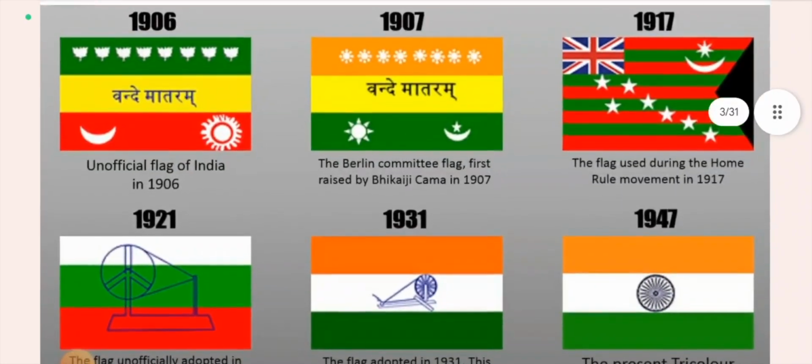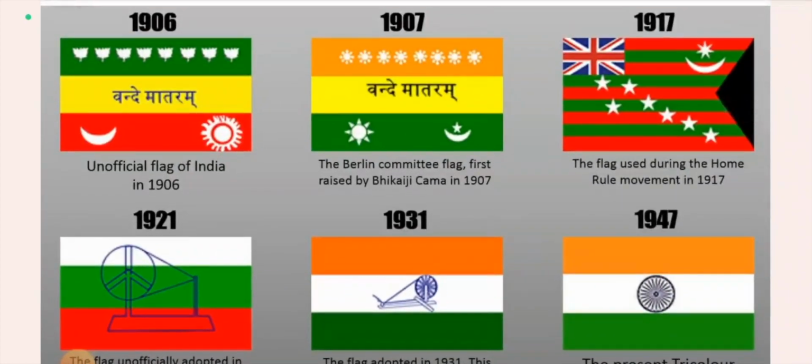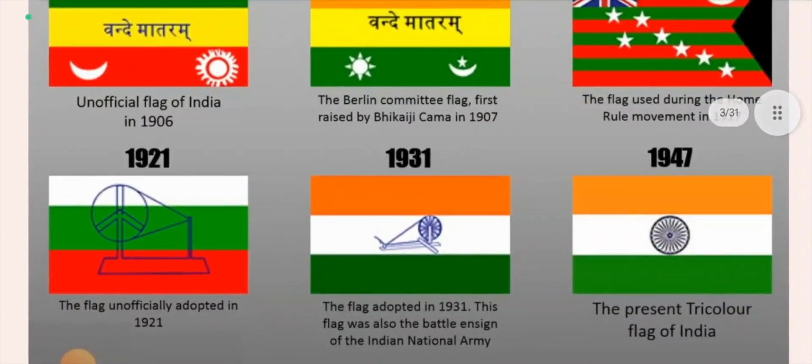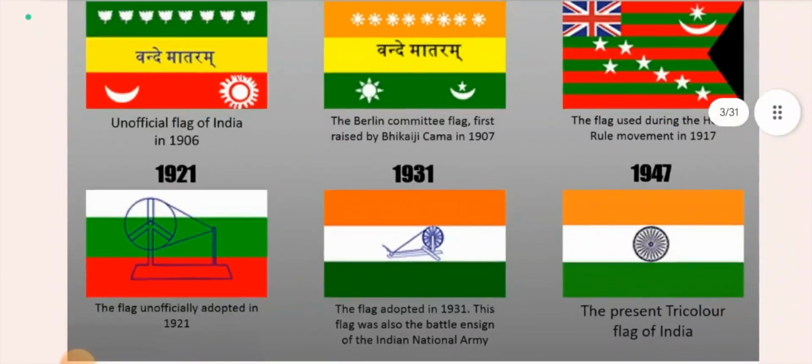1917, the third national flag, the flag used during the Home Rule movement in 1917. 1921, the flag unofficially adopted in 1921. Then the flag in 1931, the flag adopted in 1931. This flag was also the battle ensign of the Indian National Army. The present tricolor flag of India adopted from 1947 onwards.